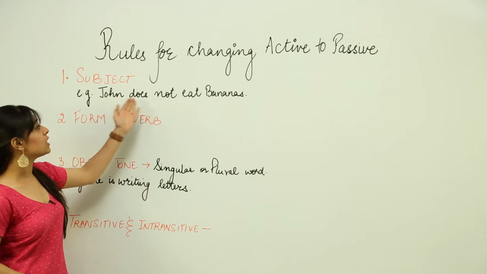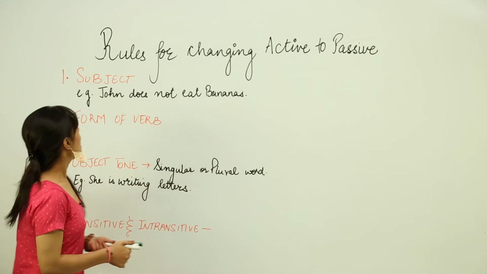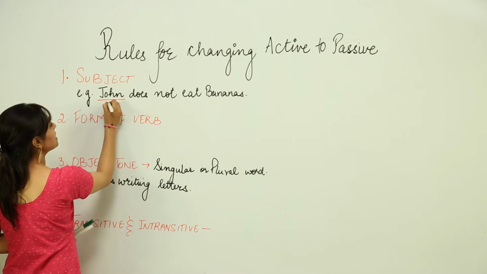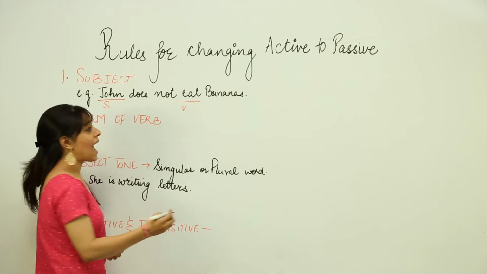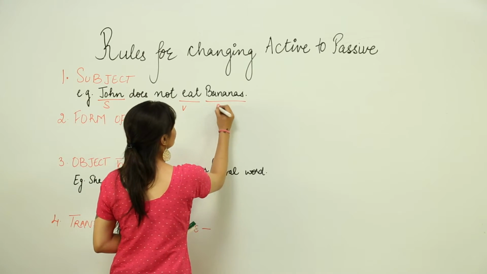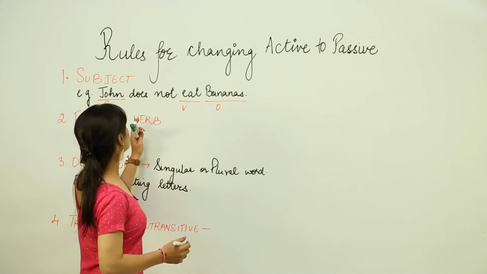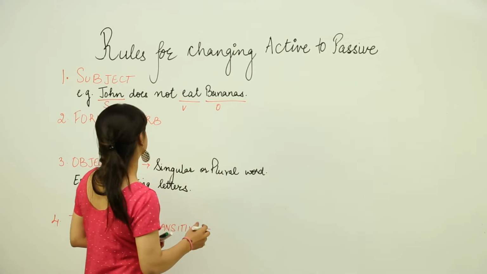For example, John does not eat bananas. Now John is the subject here, eat is the verb, and bananas is the object. Now let's convert this into a passive voice sentence.